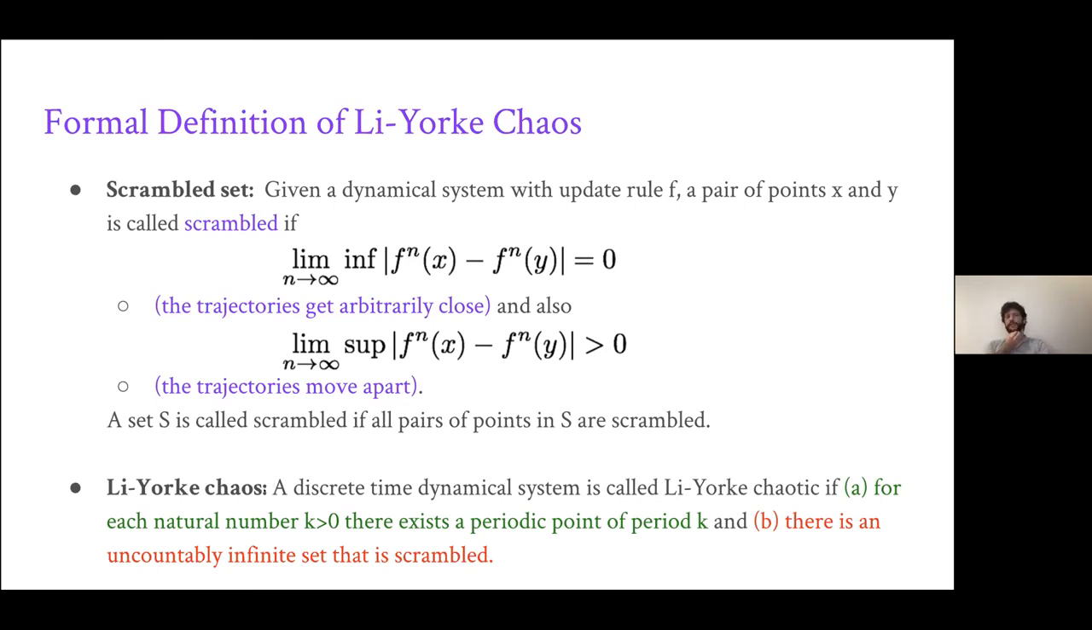And formally, a system is known to exhibit Li-Yorke chaos if the following two conditions are true. Your system has periodic orbits for all possible periods. So you don't just have an equilibrium, but you have a period two orbit, a period three orbit, a period 1001 orbit. So you have countably many different periodic points.